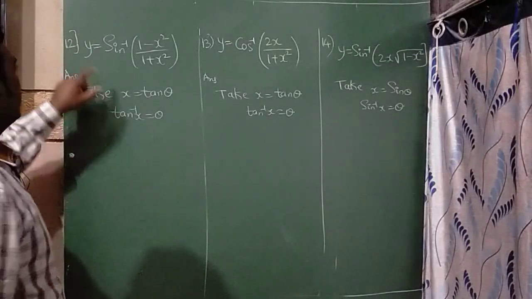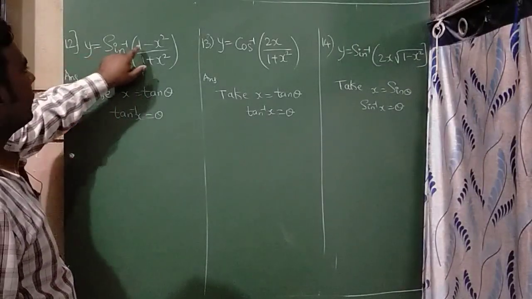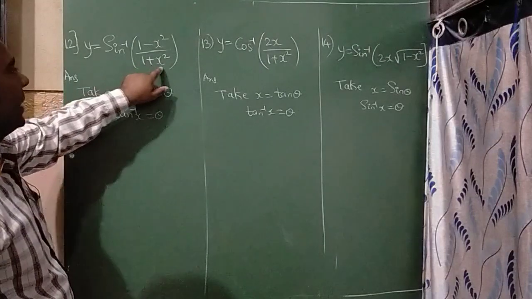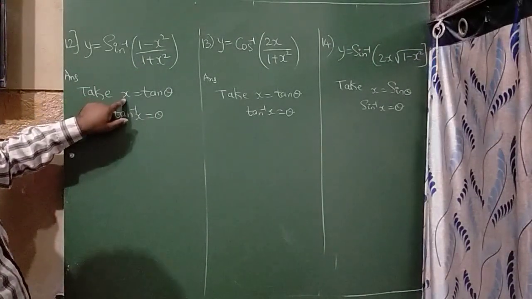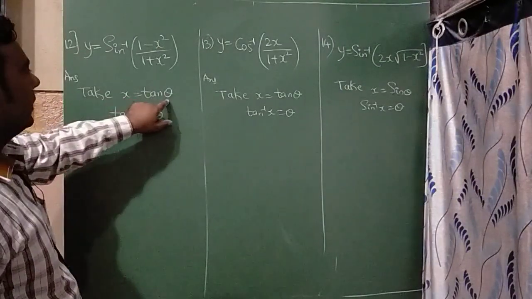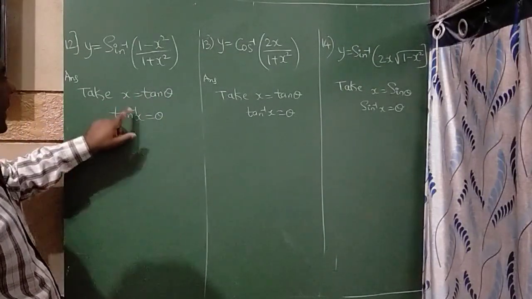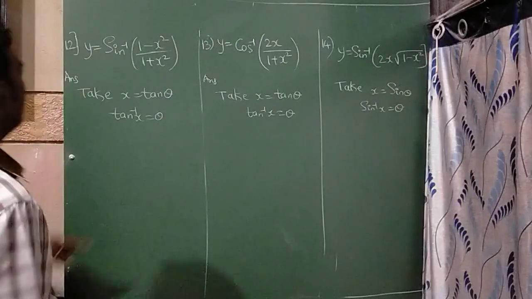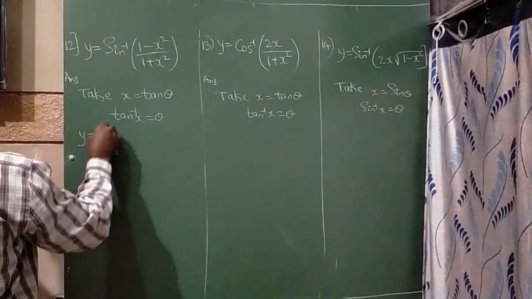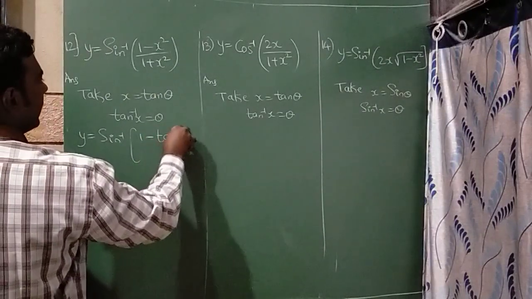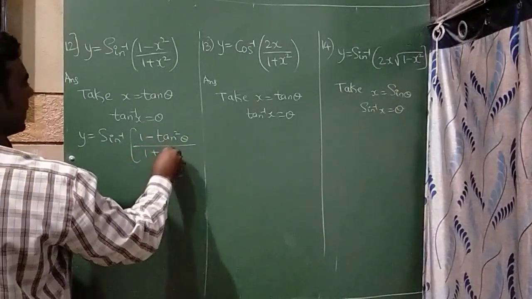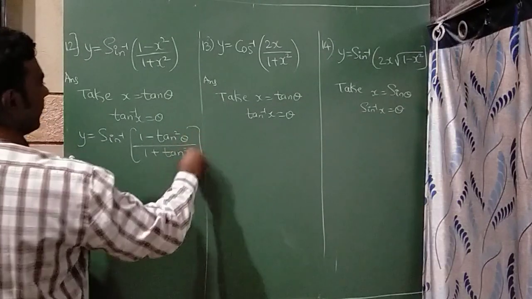So 12th question is y is equal to sine inverse of (1 minus x square) divided by (1 plus x square). So let us take x is equal to tan theta. So it will become tan inverse of x is equal to theta. So I am going to substitute here. y is equal to sine inverse of (1 minus tan square theta) divided by (1 plus tan square theta).